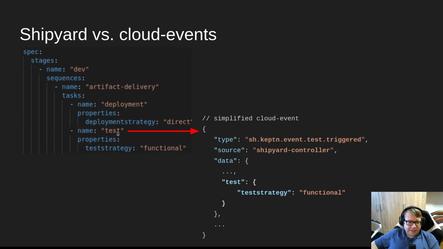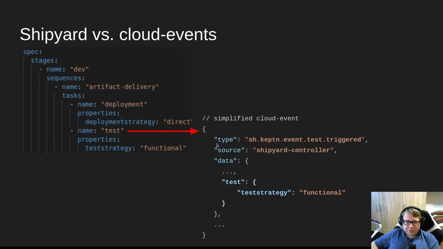And so essentially, let's say I want to trigger tests. What does the cloud event look like? It's a simplified version here, so if you're familiar with cloud events, then you should be fine. If not, please take a look at the Keptn Spec. There are many examples of the cloud events in there.